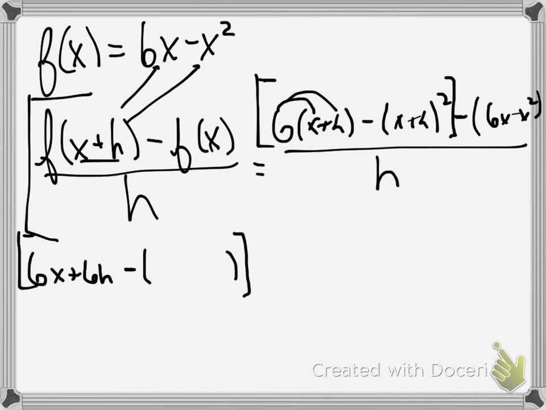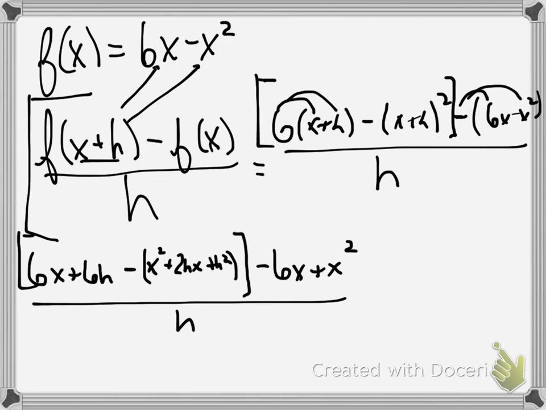We're going to subtract x plus h quantity squared. Okay, you can FOIL that on your own to just verify that I'm doing it right, but I believe I get x squared plus 2hx plus h squared. Okay, so this whole bracket is f of x plus h. We're going to subtract from that 6x and then positive x squared, because I've got a double negative, all over h.